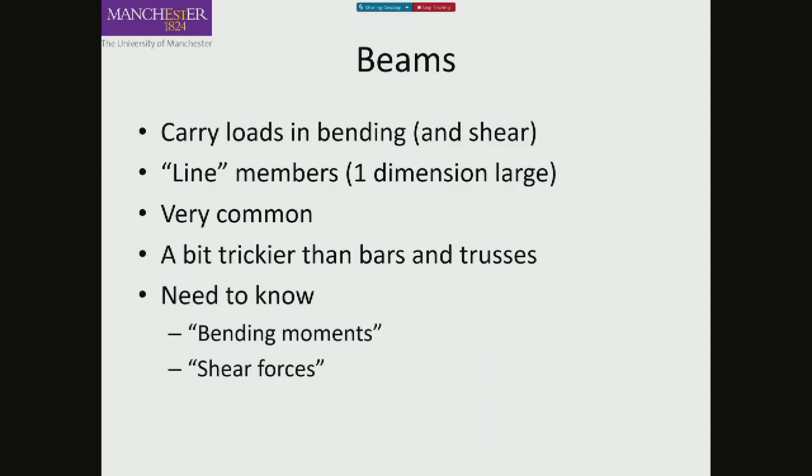Now, we normally draw a beam without drawing the cross-sectional dimension, just as a line. The rationale is that the effect of the load that the beam is carrying does not vary in the other direction. It only varies along the length. Beams are very common, from a bridge to buildings, to the wing of an aircraft, blades of a helicopter, or the solar panel in space stations. It is a bit trickier to analyze than bars and trusses, but we need to know these two quantities.